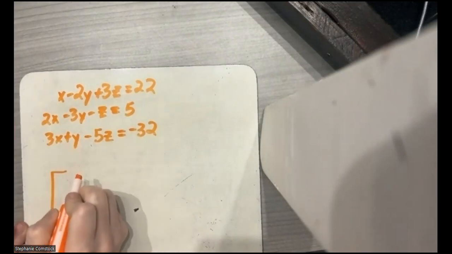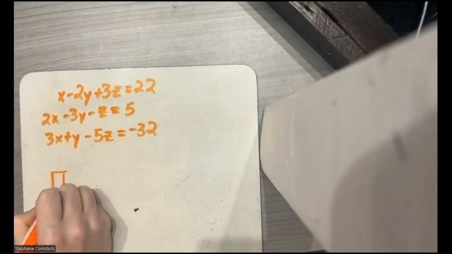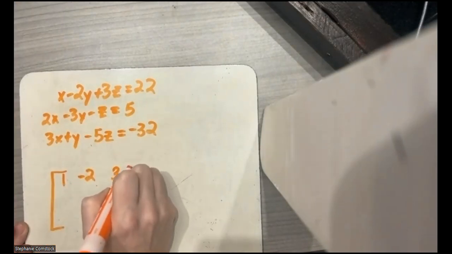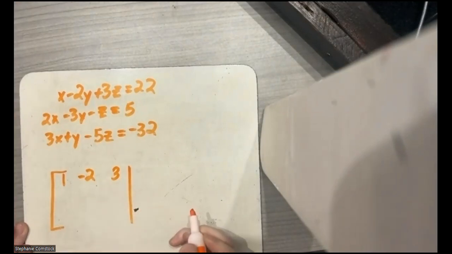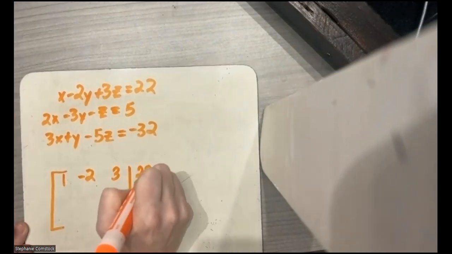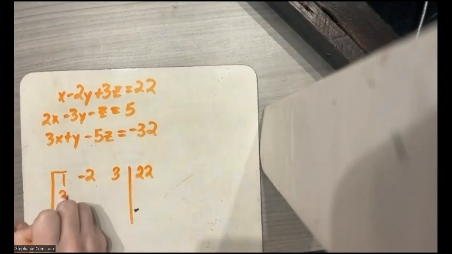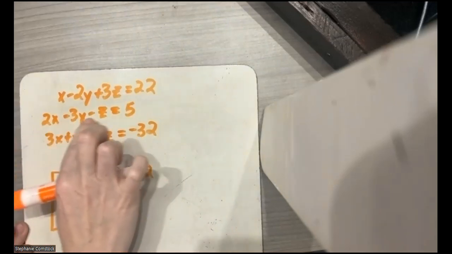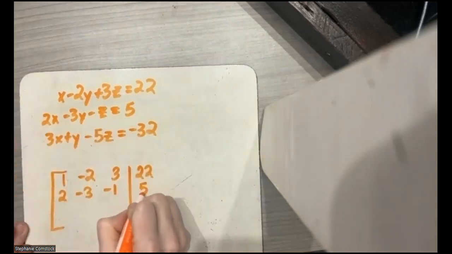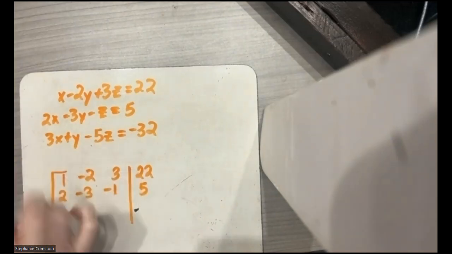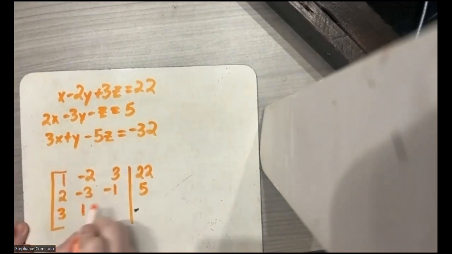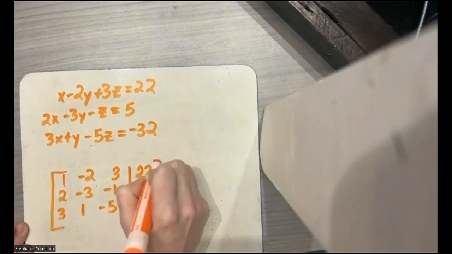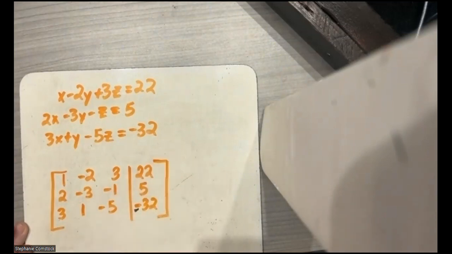The only thing we need to take are our coefficients. So I have 1x, a -2 for my y, and a +3 for my z, and then I'm going to have this vertical bar, which indicates where my equal sign is. And then I have 22. For my next one, I have 2x, -3y, -1z, and it equals 5. For my last equation, I've got 3x, 1y, -5 on my z, and I have -32. I'm going to close that off, so I end up with something that looks like this.